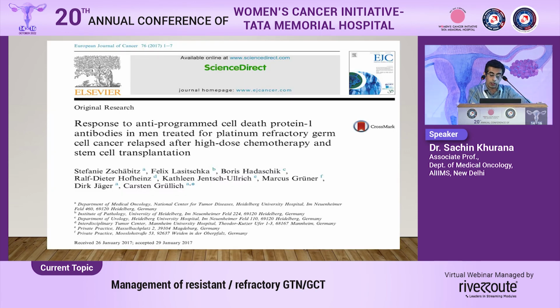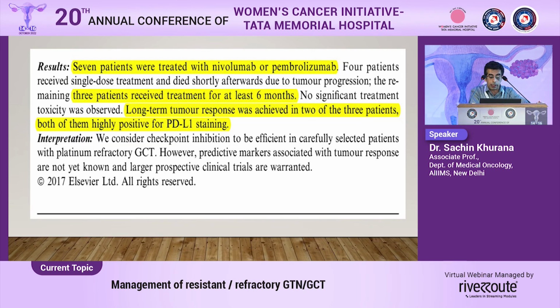Now again, the immunotherapy buzz, has it been used in germ cell tumors? Yes, it has been tried. In this study of platinum refractory germ cell cancer, those who relapse after stem cell transplantation, in fact, 7 patients were treated with Nivo or Pembro and 3 patients received treatment for at least 6 months, and a long-term tumor response was achieved in 2 of the 3 patients, both of them highly positive for PD-L1 staining. So in relapse refractory disease, you can consider immunotherapy in germ cell tumors.